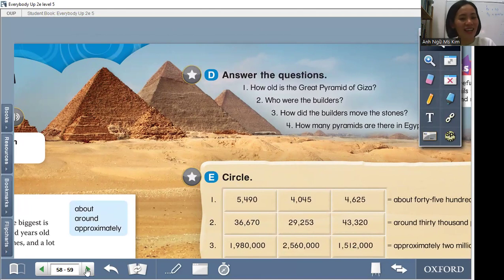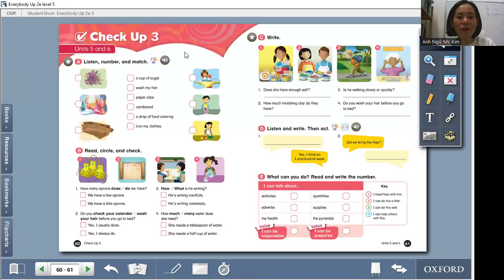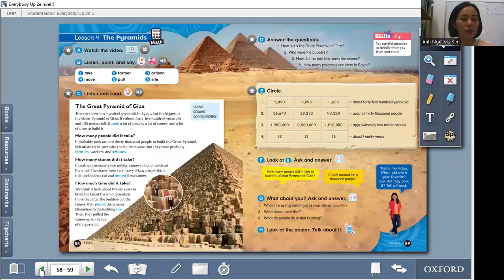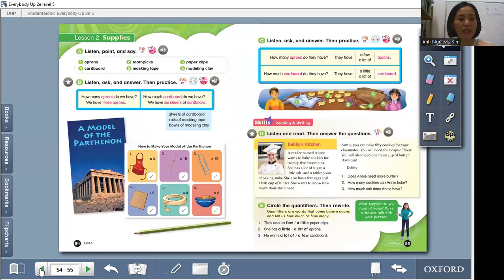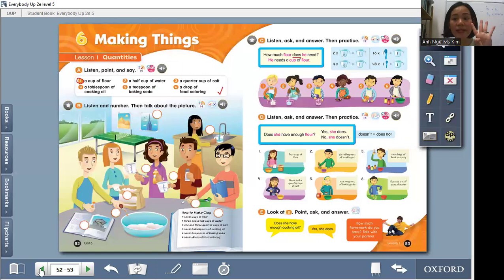Yeah, that's one unit. And for the check-up, every two units there's a check-up. The check-up is also for them to review, so you ask her to do that also. So let's go back to our lessons. There are 4 lessons in a unit. Just do it slowly, one by one.